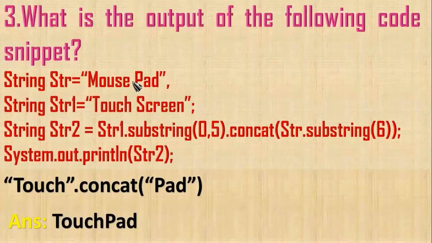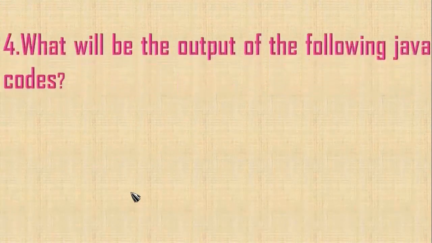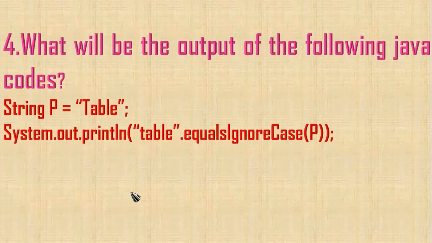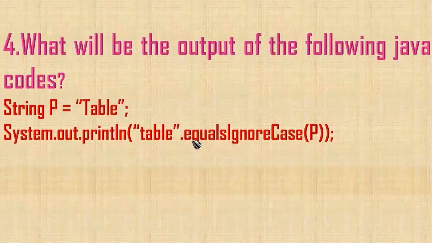Please note even a space is also a character here. Let us go to the fourth question. What will be the output of the following Java code again? String p = "table". So the printing statement "table", with a small t here given, dot equalsIgnoreCase of p. We should know the output data type of this function. It will return true or false, that is Boolean type. Table is equal to table when it ignores case with the small t here. So it will be true.